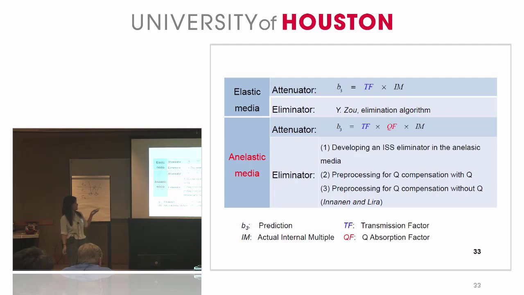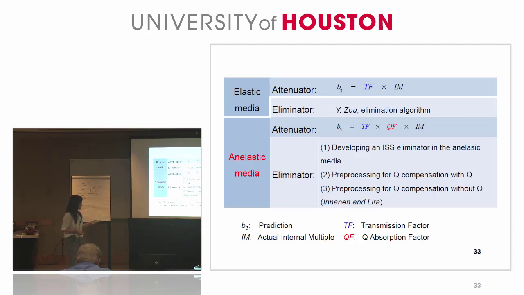Then applying the ISS attenuator, you will have this prediction result. Here again, B3 is the predicted internal multiple, and IM is the actual internal multiple of your data. You can see only TF is existing here, and I'd like to remind you, TF is the transmission loss at the interfaces above and on the interface that your multiple is generated. And my colleague Yang-Li Zhou provides the elimination algorithm, and this afternoon he will show you his very impressive result.